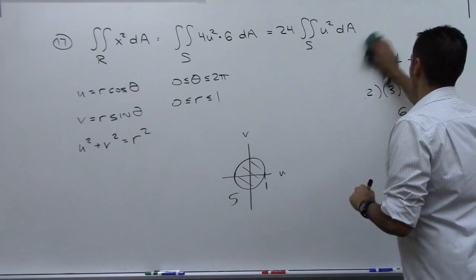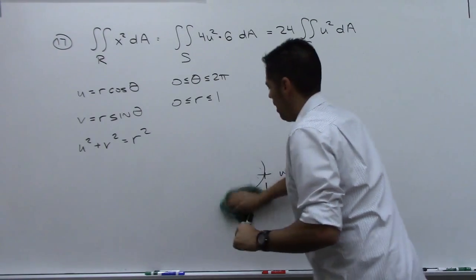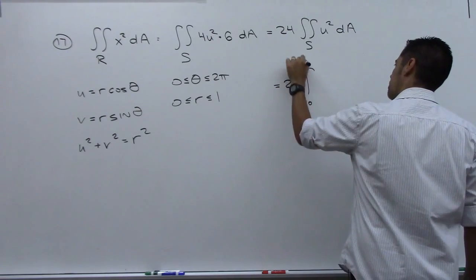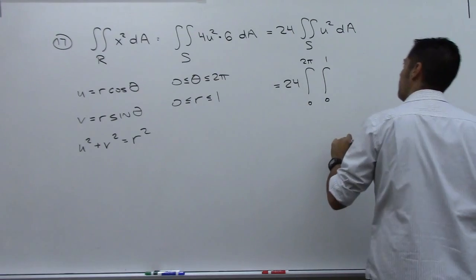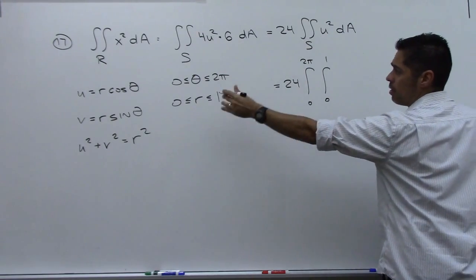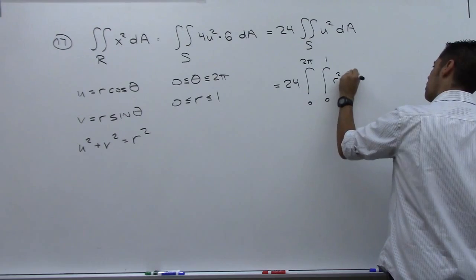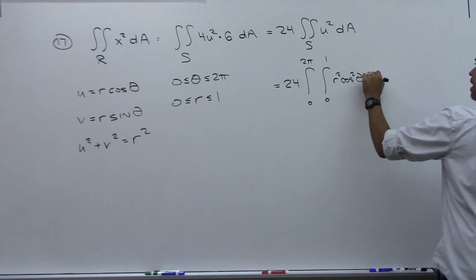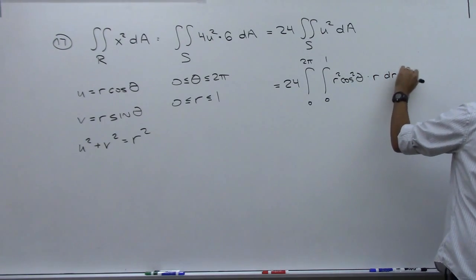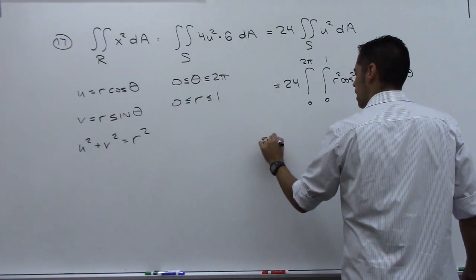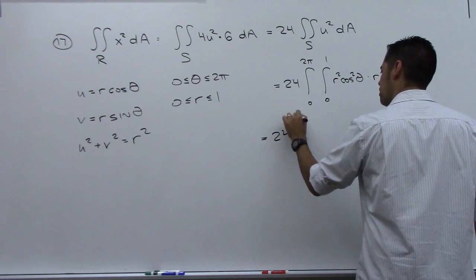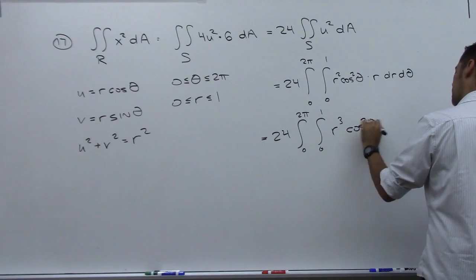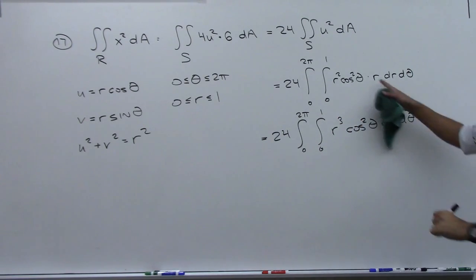And then I rewrite this integral. So I have 24 integral 0 to 2 pi, integral 0 to 1 of u squared, but u is r cosine theta, so r squared cosine squared theta, times, now that we went to polar, I always have to have the r, and then dr d theta. And so this becomes 24 integral 0 to 2 pi, integral 0 to 1 of r cubed cosine squared theta dr d theta. Just putting my r's together.